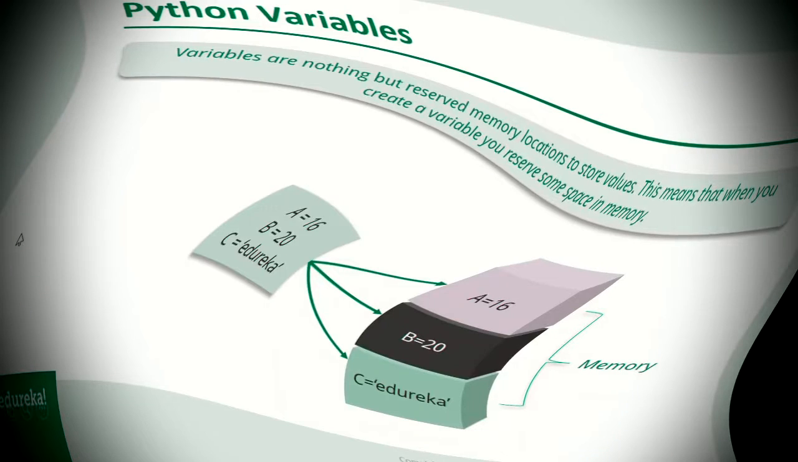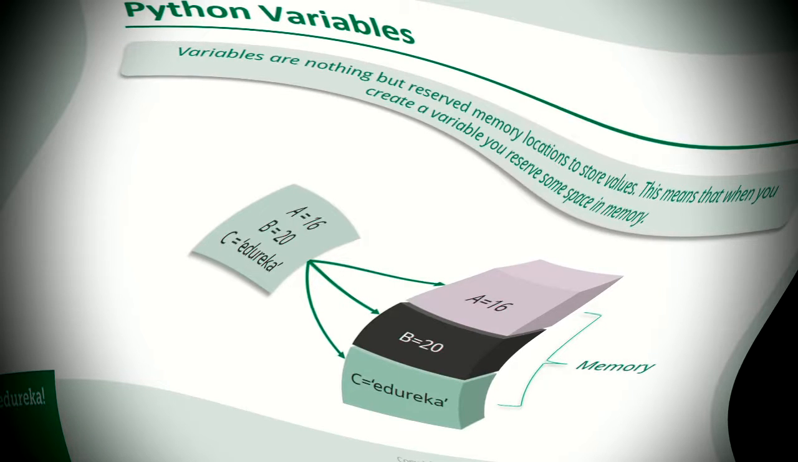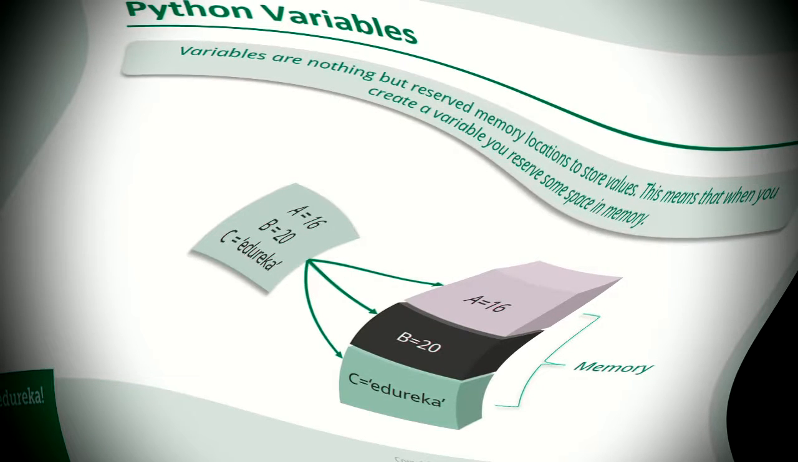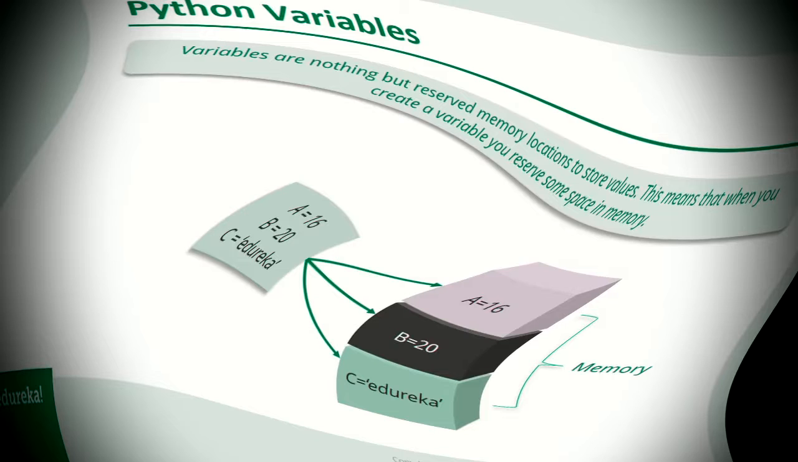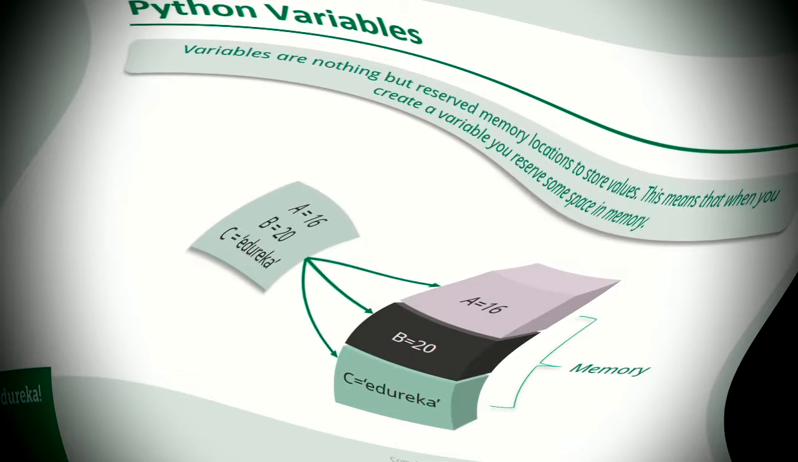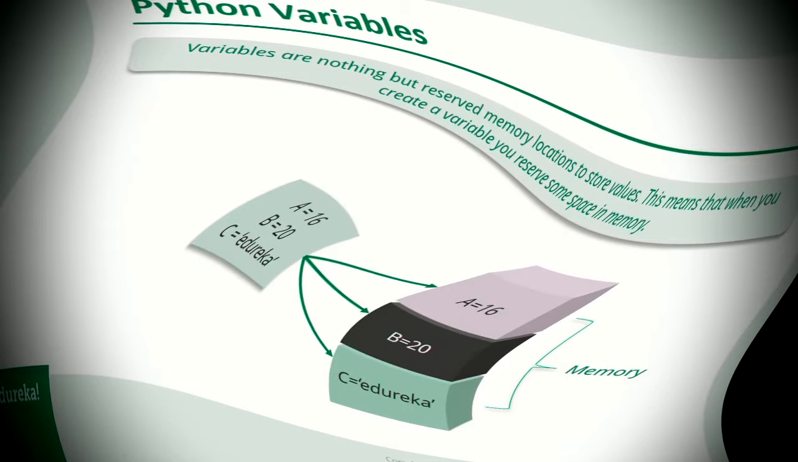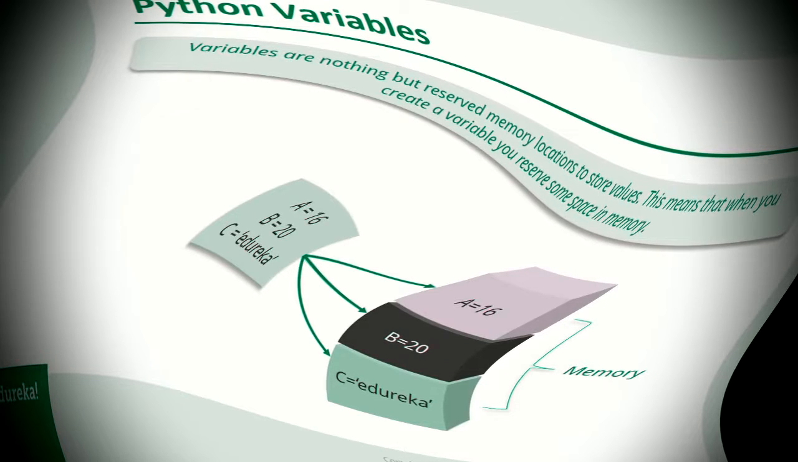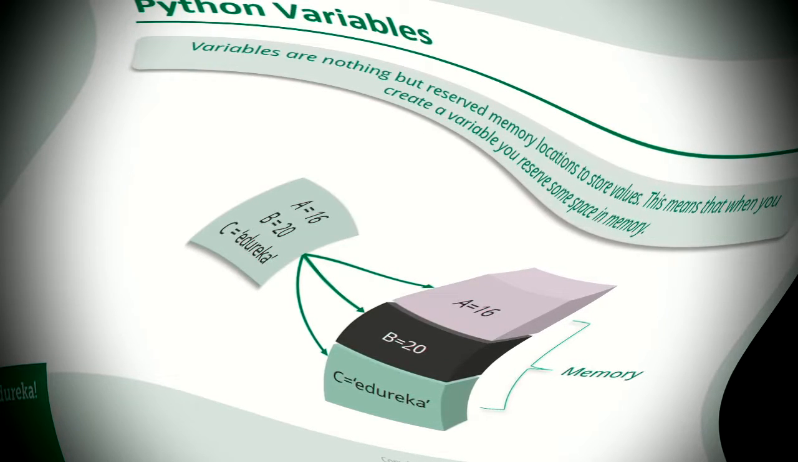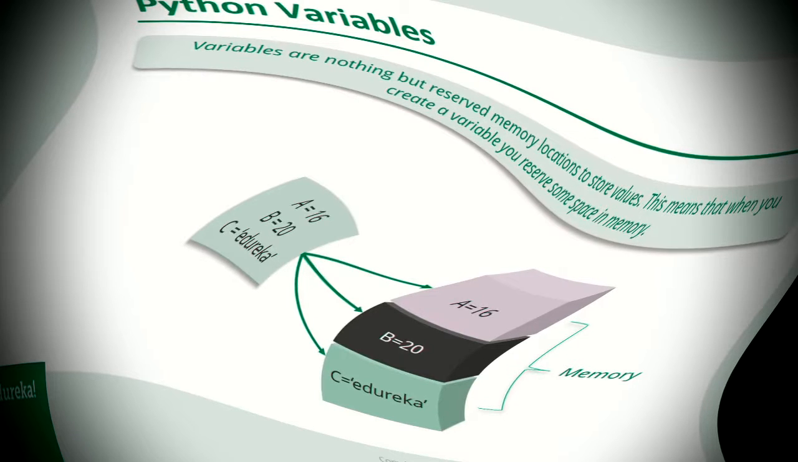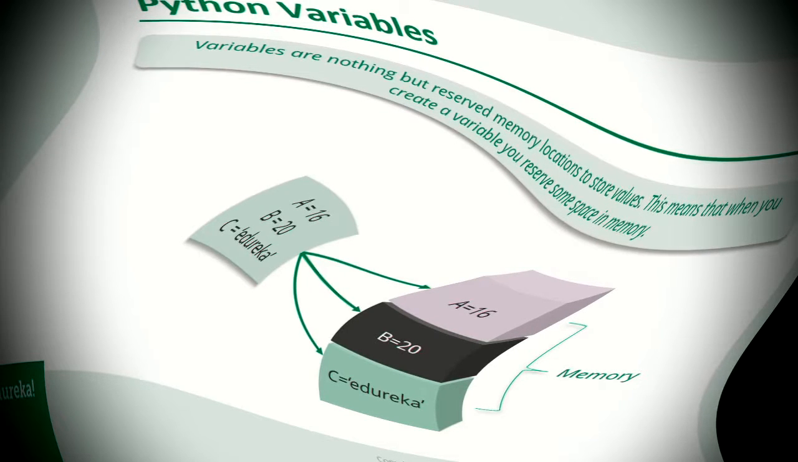So we'll begin with variables. Variables are nothing but reserved memory locations to store values. What does this mean? This means that when you create a variable, you reserve some space in memory. And let me tell you guys, unlike Java and C++, here you don't need to specify the data type of your variable. That means it is basically a loosely typed language, alright? You don't need to specify the data type to which that particular variable belongs.